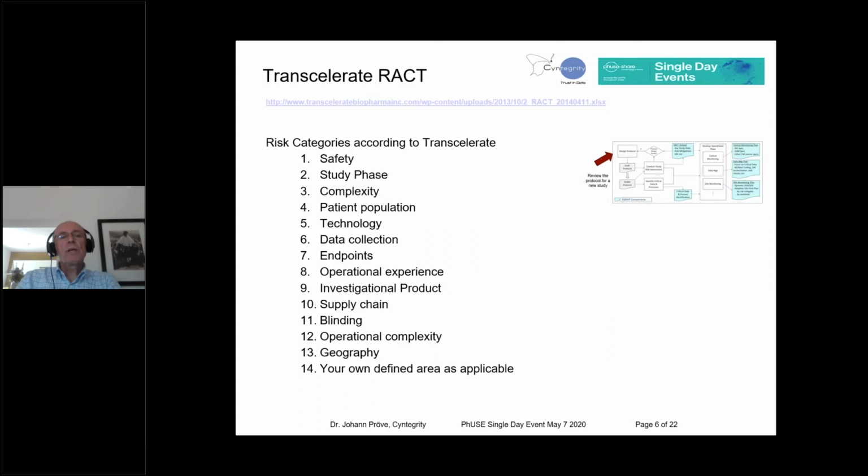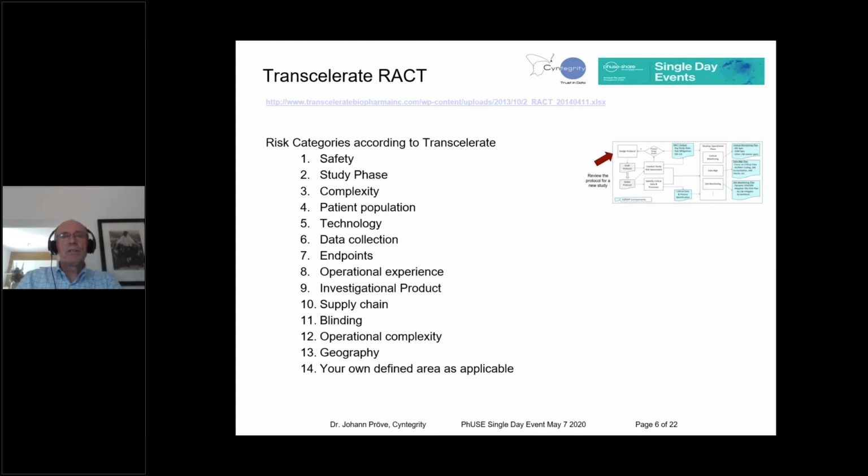Now, when we look at the risk assessment and categorization, I think everybody is going to eventually find this document provided and developed by TransCelerate, where certain risk categories have been developed. And these risk categories help a lot to make sure that you don't overlook any potential risks in your study. Despite the fact that not all of the risk categories may be applicable to every study, it's very helpful to have sort of a checklist.